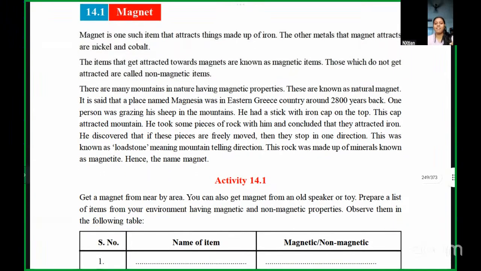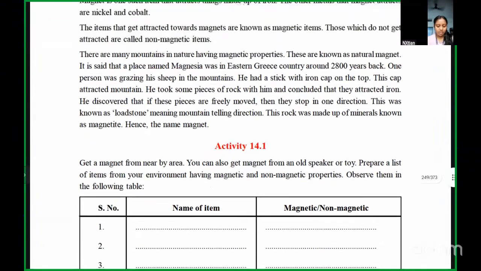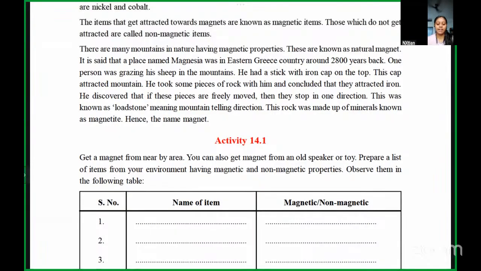So we all love playing with magnets, and a magnet is something that attracts or sticks upon substances such as iron and some other metals also, like nickel and cobalt. A magnet attracts iron, nickel and cobalt. Those items that get attracted towards magnets are called magnetic items.